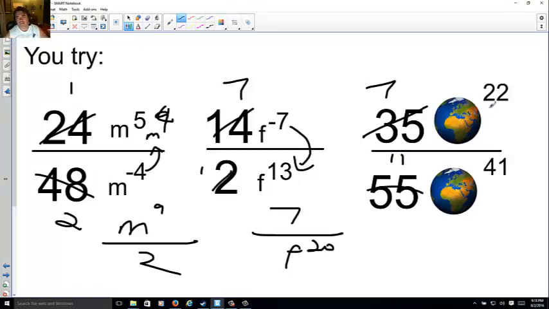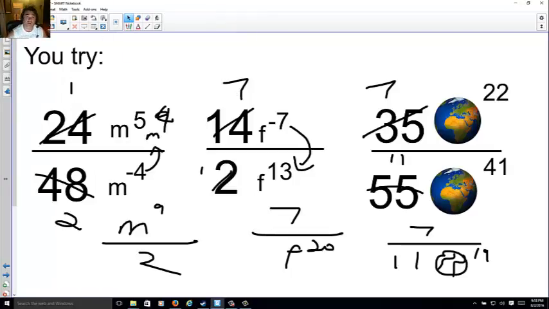I can divide, 22 versus 41, not divide to me, they fight it out, and it looks like the bottom earth wins by, I believe, 19. So I'm going to have 7 over 11 earth, kind of hard to draw the earth here, to the 19th. I believe that's right. 22 plus 19 makes 41. Okay, looks good. Hope I'm right. If not, you'll definitely let me know tomorrow.